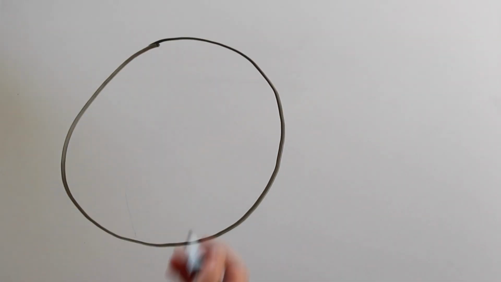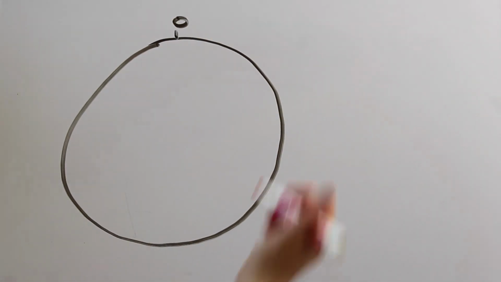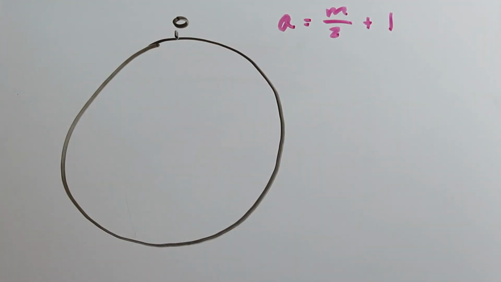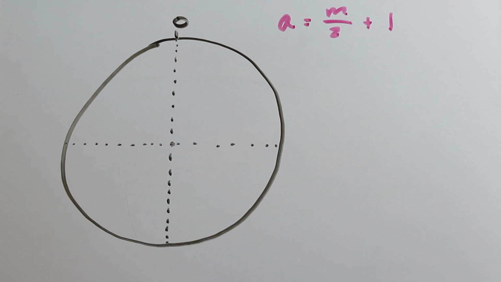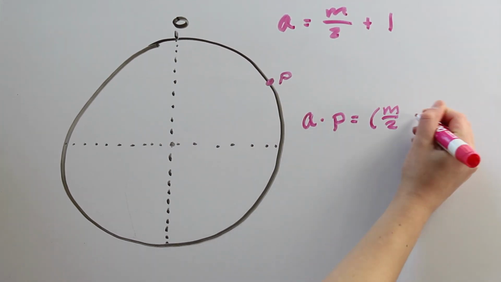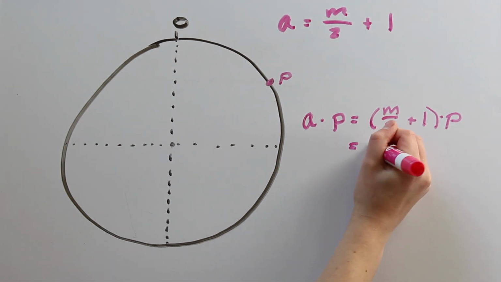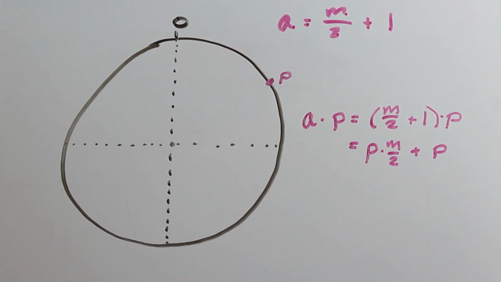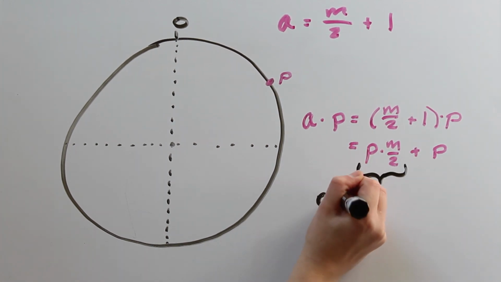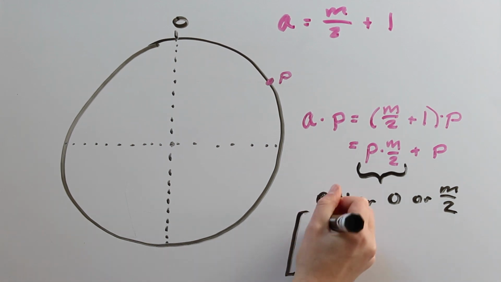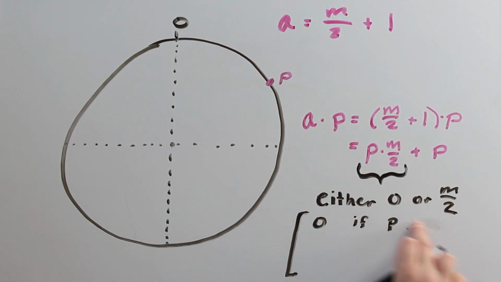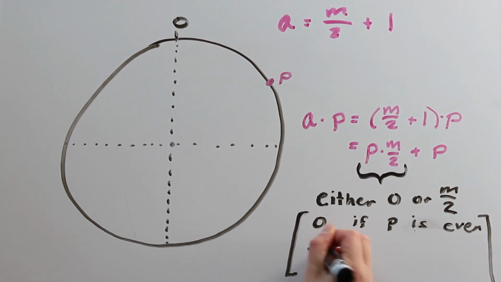To understand why this is happening, we'll use the same strategy as last time. Pick a random point P around the circle and see where A times P lands. If we follow the algebra through, we see that A times P equals M over 2 times P plus P. Now, we know where M over 2 times P will land because of the first class that we looked at, either 0 or M over 2.